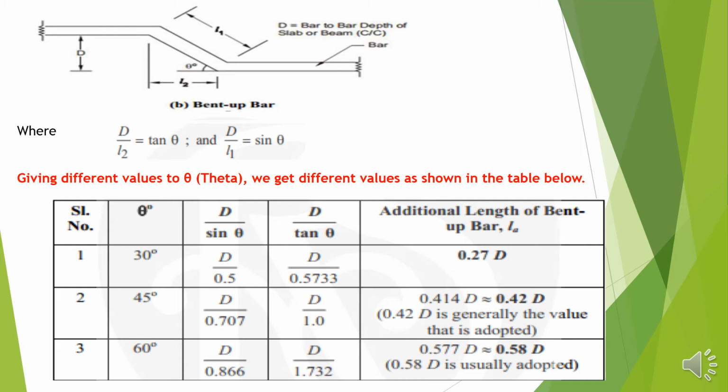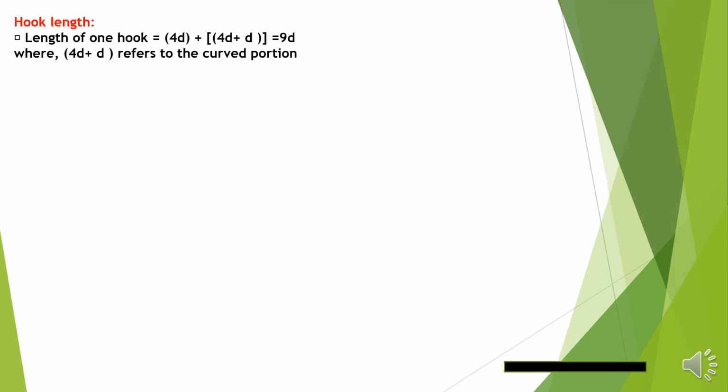For 30 degrees, D divided by 0.577, that is tan theta, 0.33 is equal to 0.27 d, that is the additional length of the bent up bar. Whereas for a 45-degree bend, d divided by 0.707, d divided by 1, that is 0.414 d, is equal to 0.42 d. This is generally the value that we adopt in the hook length.